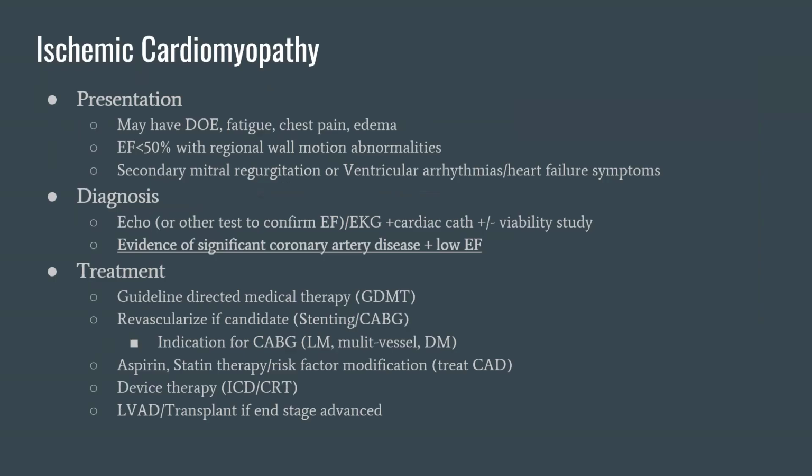These are going to present with dyspnea on exertion, fatigue, chest pain, edema. Think coronary artery disease symptoms and heart failure symptoms. This can both present as. The EF will be less than 50%, and the echo findings we're going to see are regional wall motion abnormalities. Why are we going to see those?